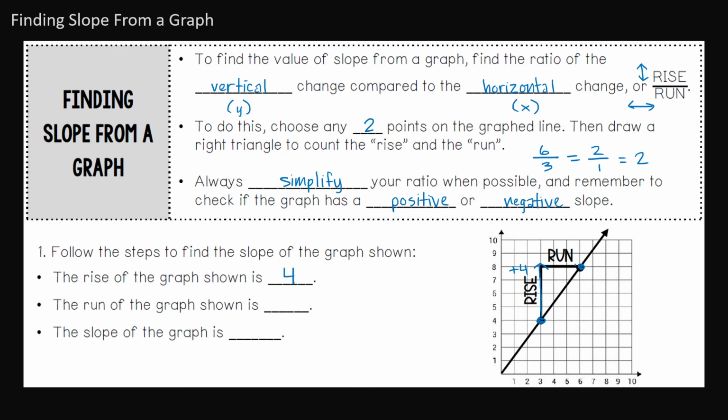My run, my change left to right, would be 1, 2, 3. And since I'm moving to the right, that's a positive 3 change. We moved from 3 to 6. So the slope of the graph is rise over run, 4 over 3.